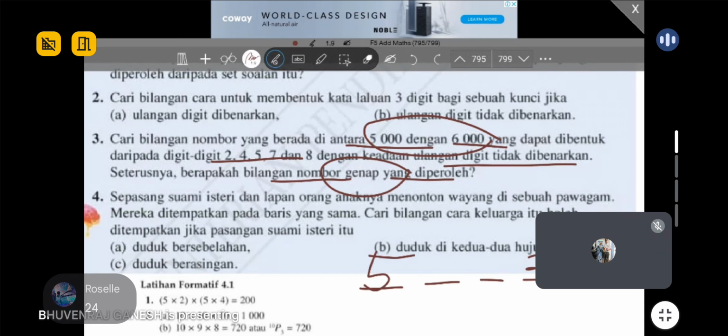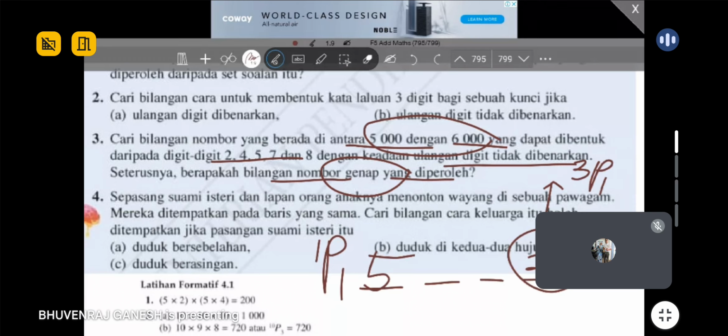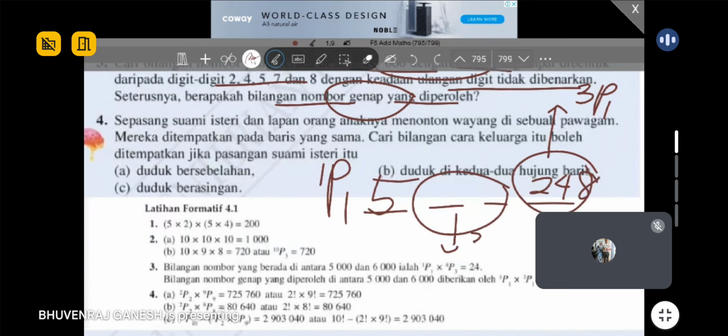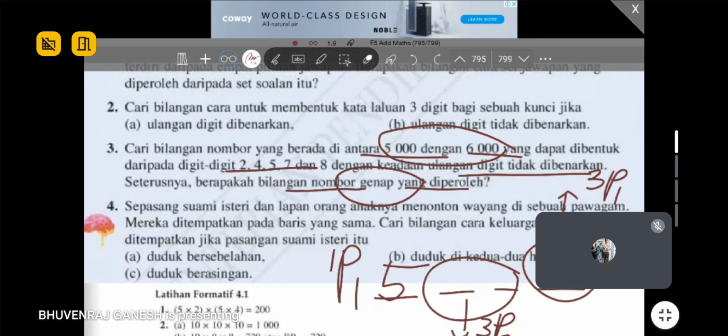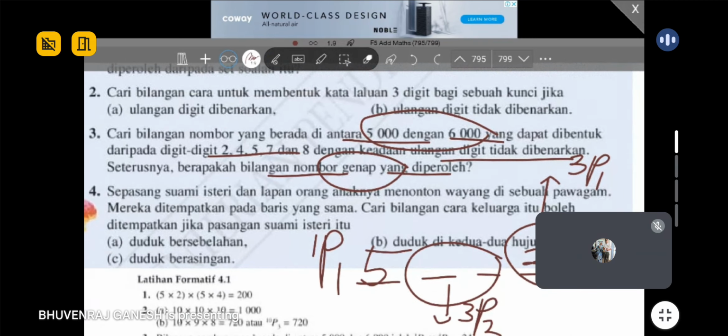Jawapan 18. Guys, this one is 1P1 because it must be between 5,000 and 6,000, antara dua nombor ni. And then this will be 3P1, because I got 3 digits, saya kena pilih 1. Now I am left with 3 digits. Total 5 digits, I deselect 2, so left with 3P2. Correct? So you just times everything. Darab semua, then you will get the answer. Clear? Soalan 3 boleh? So the answer is 18.